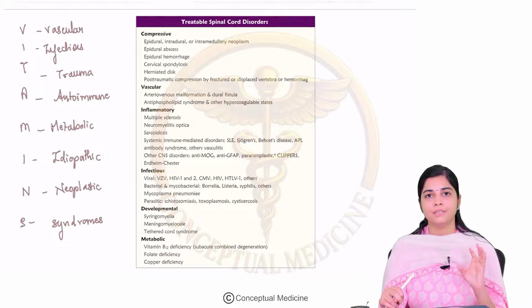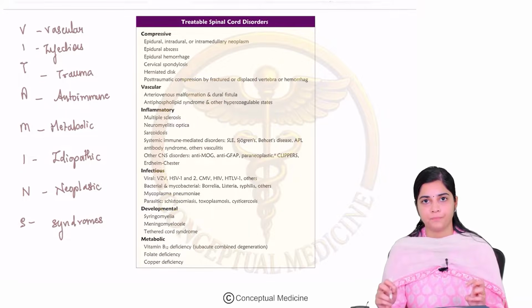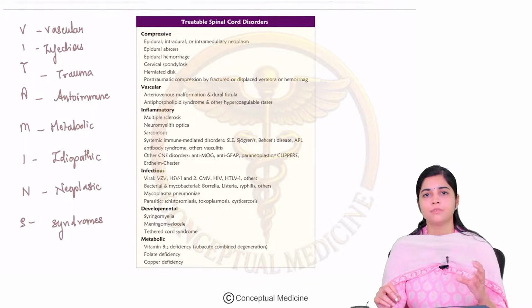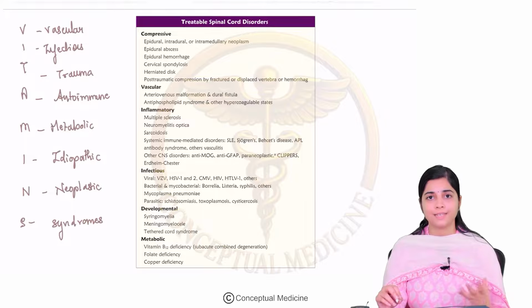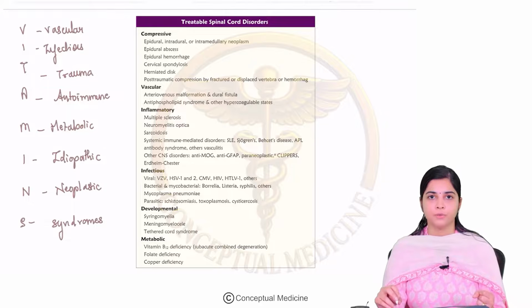Compressive means there can be a tumor, there can be an abscess, there can be anything, maybe a bone fracture or a bony deformity in the vertebral column which is causing compression of the spinal cord. Non-compressive myelopathy means there is a problem within the spinal cord which does not cause compression of any of the tracts, but it causes damage to the fibers.